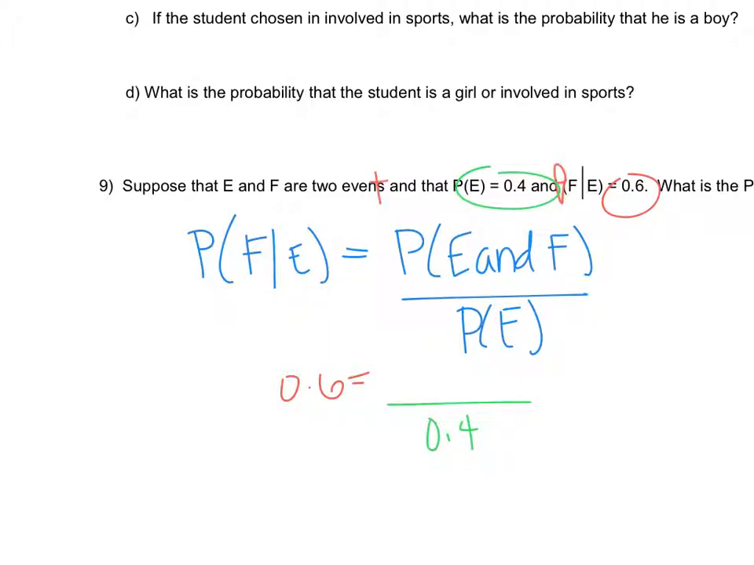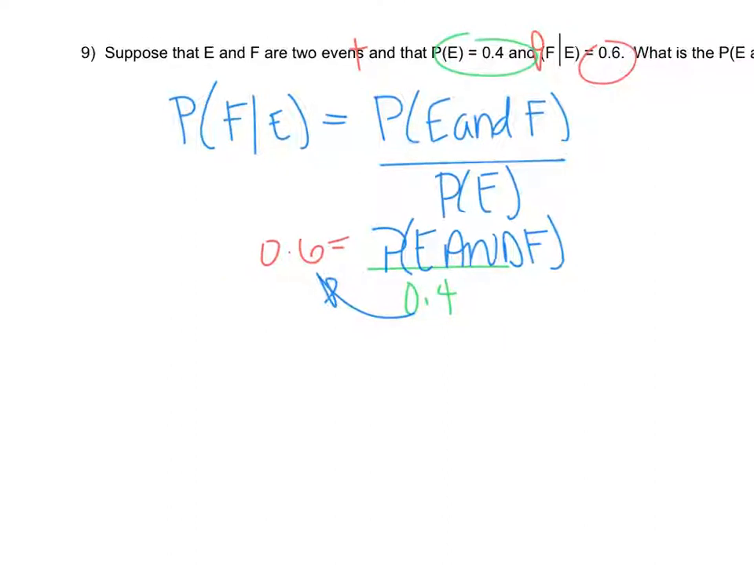So then the numerator is what we are trying to find. Think about this as an algebraic problem. Okay, how would you do it, let's say this is a variable on the top, you would multiply these two together. So the probability of E and F is 0.24.